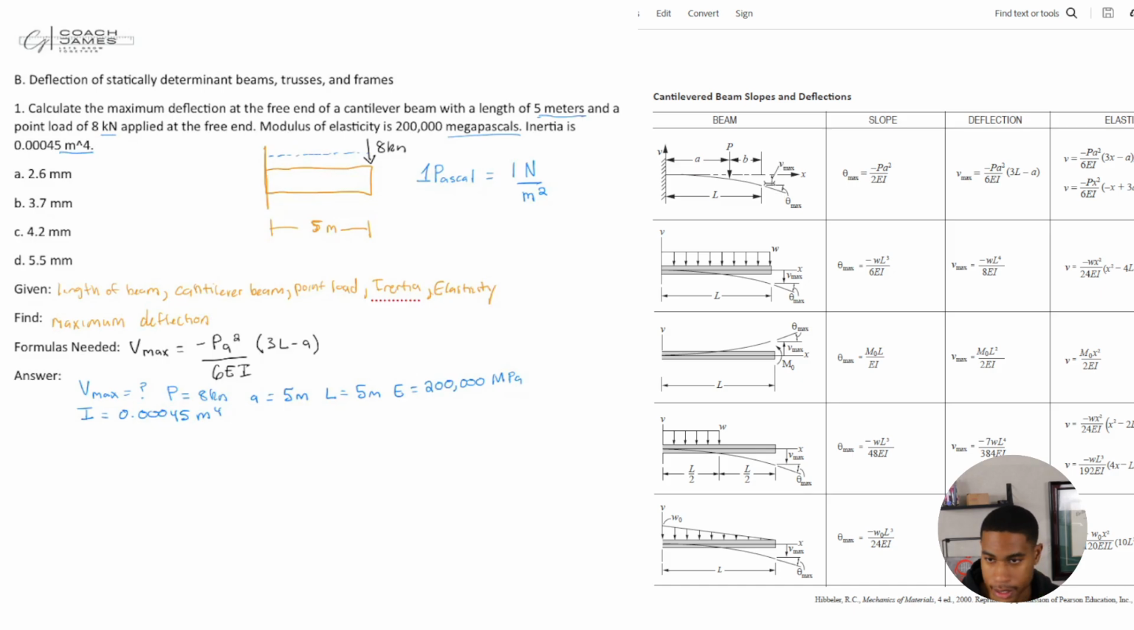Vmax, what is Vmax? Well, it's the amount of deflection that occurs. What's the maximum amount of deflection that should occur from this point load? And that distance is what it is. So that's what we're solving for. Okay. So let's plug and chug.